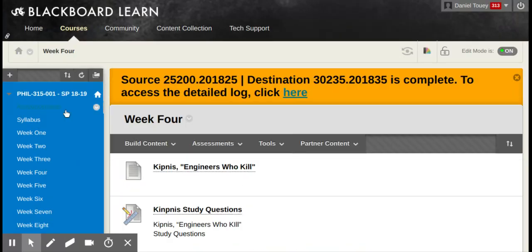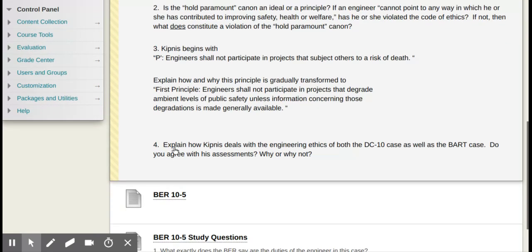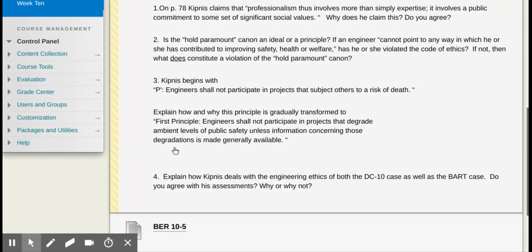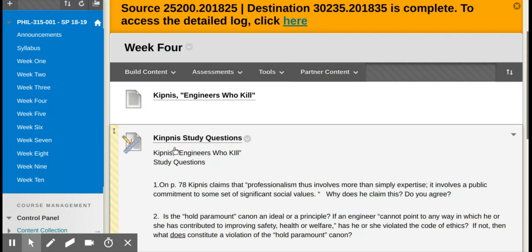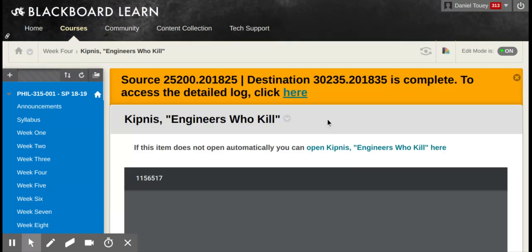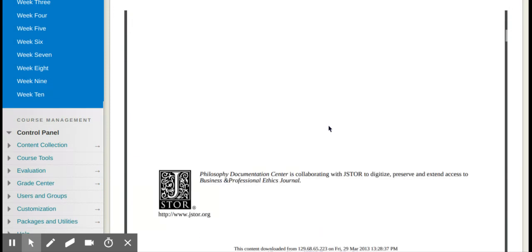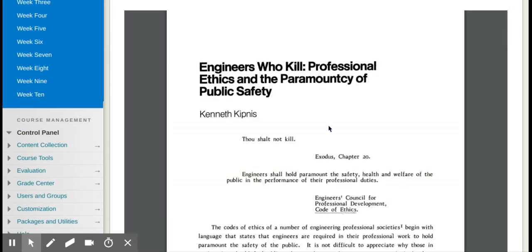Okay, the last two major things that we read: Kipnis and DeGeorge, and then maybe a couple of BER cases. Well, engineers who kill. Okay. Great title, obviously. Classic essay in engineering ethics. What is he trying to do? He's giving you an interpretation of the first canon, and this is really what this section of the course is about. The first canon: engineers shall hold paramount the health, safety, and welfare of the public.